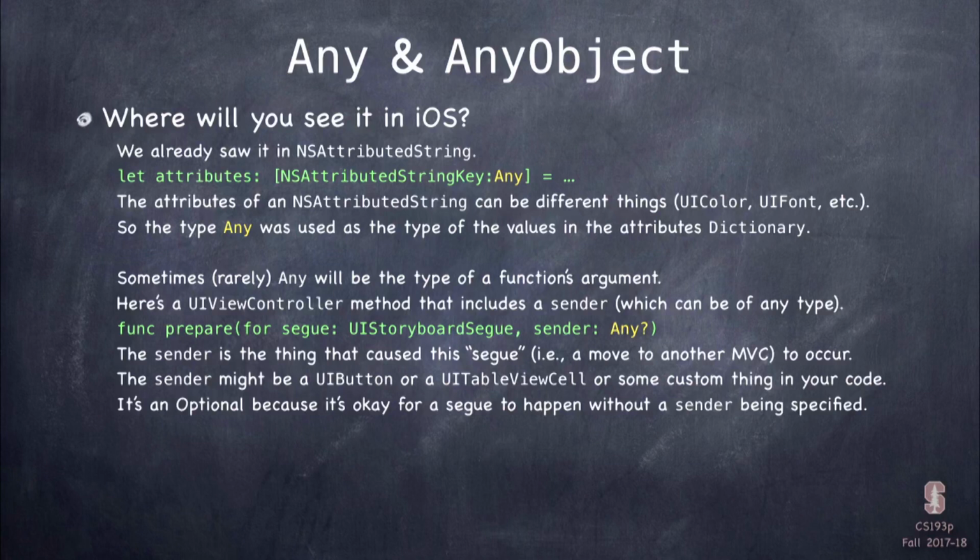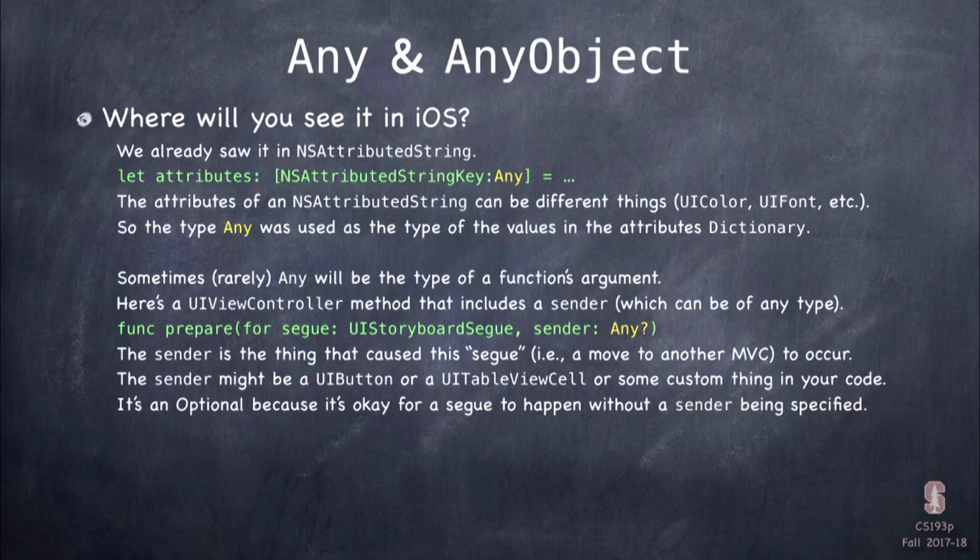And I talked about when we do MVCs and we have multiple MVCs and they own a whole screen. Well, we sometimes transition from one MVC to another. And this prepare for segue, a segue is a transition from one MVC to the other. This gets called in a view controller when that transition happens. Well, one of the arguments to it there at the end is sender of type any, question mark, okay, an optional any. And that's basically what button caused this MVC transfer to a new MVC.